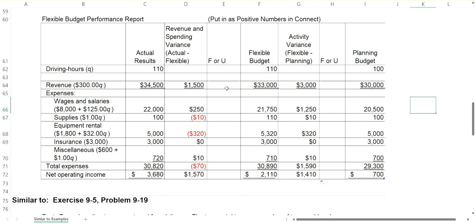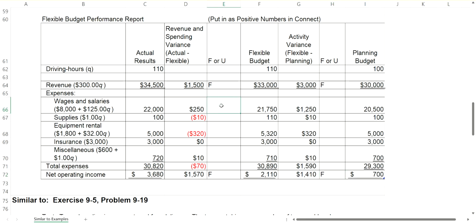Okay, now let's start with revenues. Remember, a positive number is favorable. A negative number is unfavorable with revenues and operating income. That's positive, so that would be favorable. Positive, so that would be favorable. Okay, let's go over here. 3,000 positive, so that would be favorable. And 1,410 positive, that would be favorable.